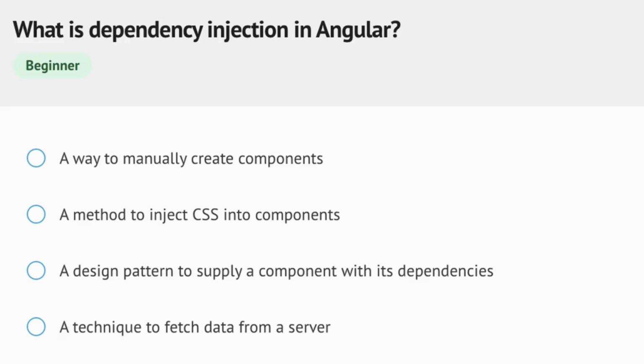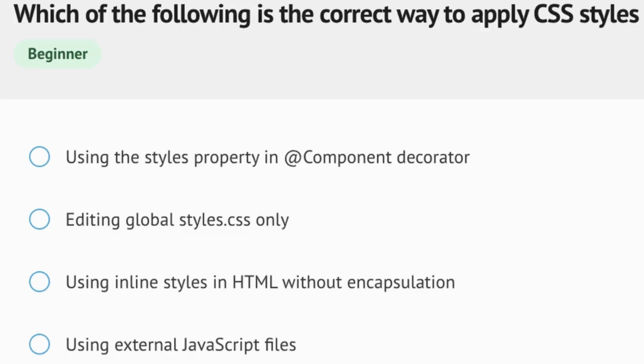Which of the following is the correct way to apply CSS styles? Using the styles property in the component decorator is often the preferred method in Angular, as it allows for component-specific styling, enabling better encapsulation and maintainability of the styles. For global styles, you would typically modify the global styles file. But the styles property is ideal for controlling component level styles directly.